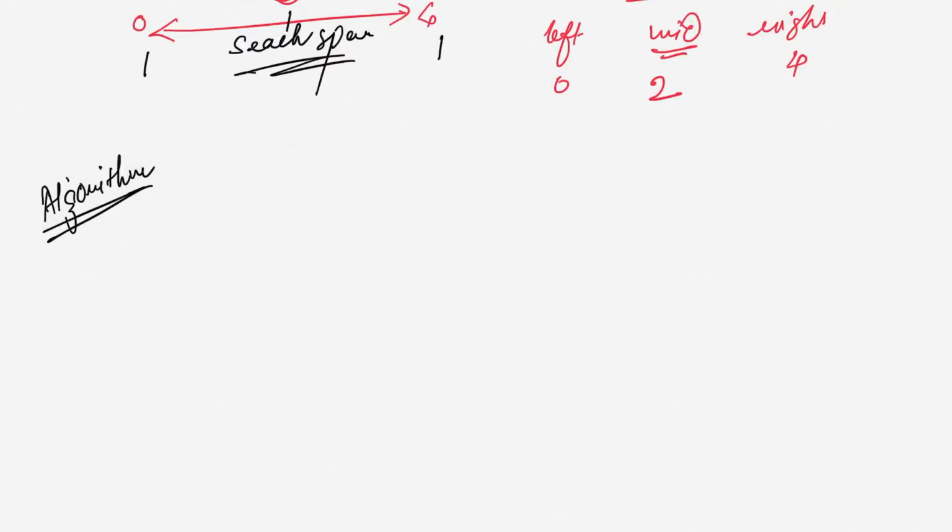We are in the third section of binary search, where we will learn the algorithm and understand how we are going to implement it. As we discussed, we have 1, 2, 3, 4, 5, 6, 7, 8, 9 and 10, and the indices lie from 0 to 9.